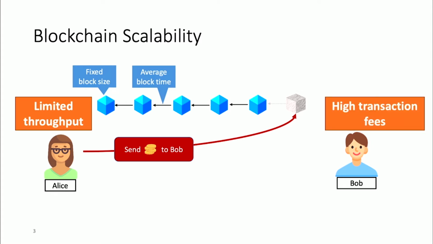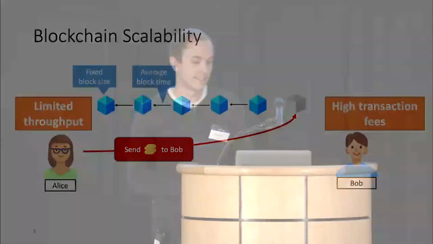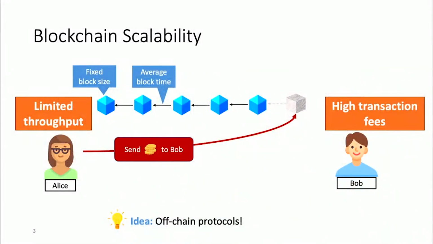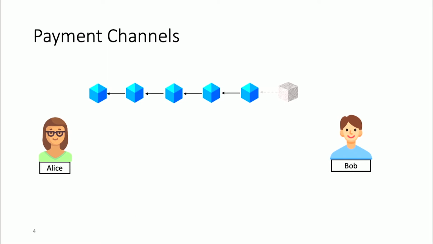So there are many different ideas on how to address this issue. One of them is off-chain protocols, where basically the idea is: let's not put every transaction on the chain, but instead we exchange the transactions off-chain, and we use the blockchain more or less only as a fallback in case something goes wrong. And specifically in this talk, I want to focus on payment channels.